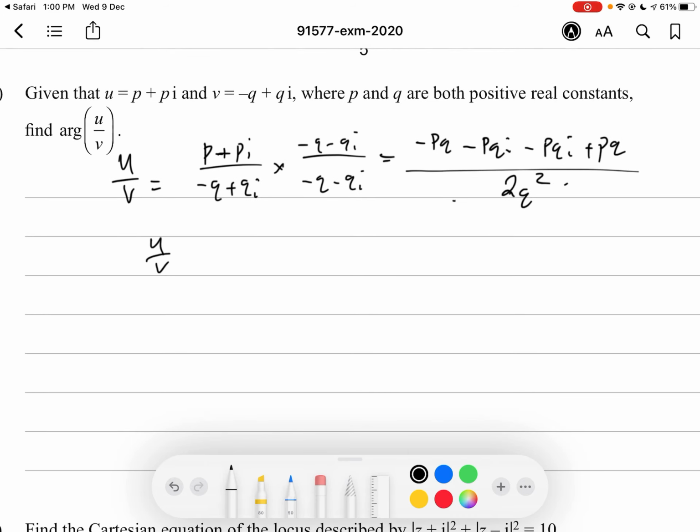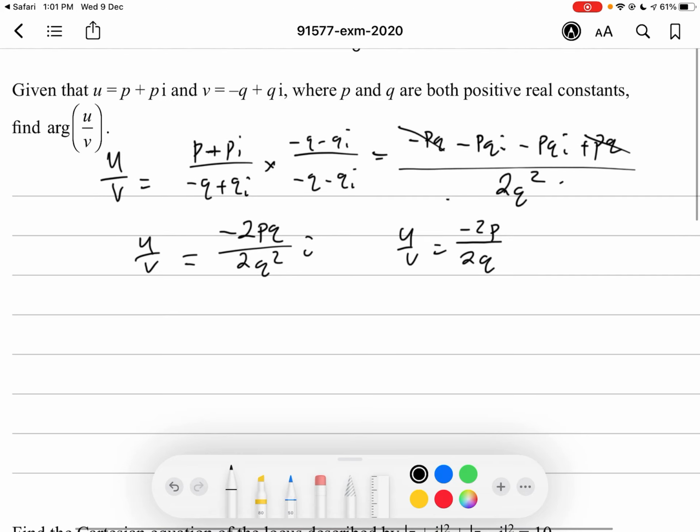Alright, so if we simplify this a little bit, we have -pq and pq cancel each other out. So we have -2pqi over 2q squared. So u over v equals -2p over 2q, by the looks of it, times i.